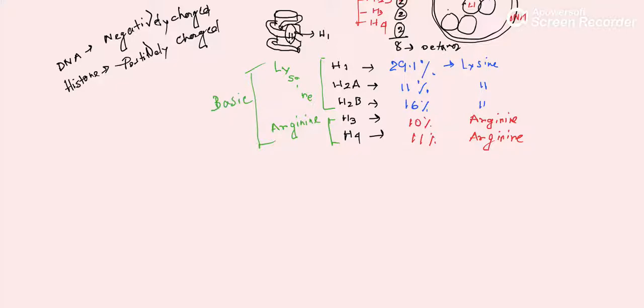So we can say that within the nucleosome, charged amino terminal tails bind tightly to DNA. Inside the nucleosome, amino terminal tails bind tightly to DNA. This is the main cause of it.